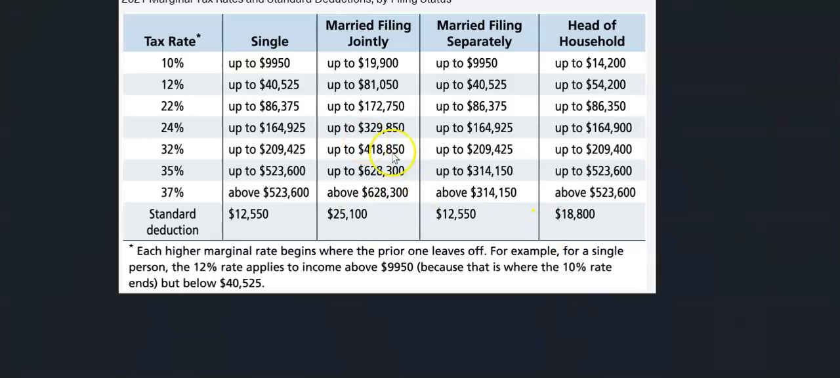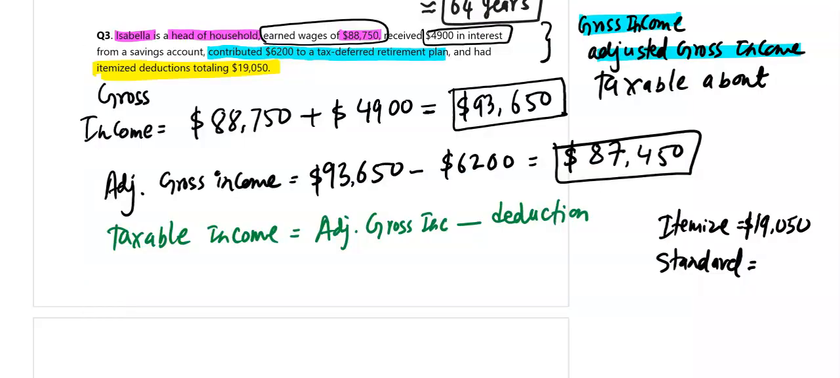The table looks like this. If you look at this table, this is called tax bracket, and you're looking for filing status here: single, married filing jointly, married filing separately, and head of household. Since Isabella is head of household, her standard deduction is 18,800. You have to look at this standard deduction.